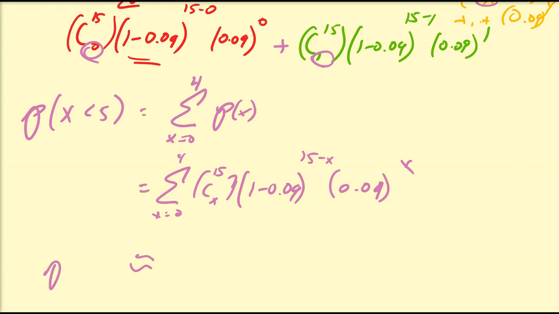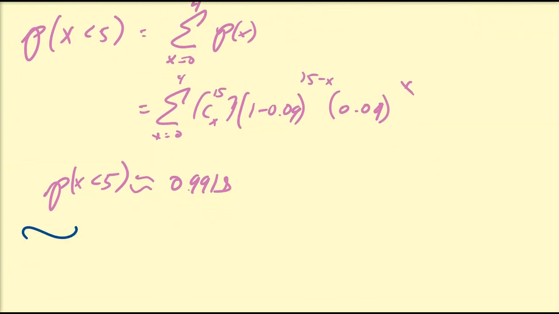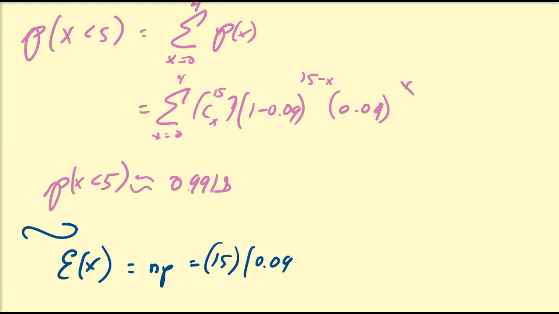If you do this, you're going to find that the probability that x is less than 5 is approximately equal to 0.9918. So there's a 99% chance that this is going to occur. Remember that the expected value of a binomial random variable is equal to n times p. In this case, that's 15 times 0.09, which is equal to 1.35. So out of our 15 orders, we're expected to get anywhere between 1 and 2 of them being fraudulent. So the probability that you get 5 or less is extremely likely in general, which is why this number is so high. So let's move on to the next example.